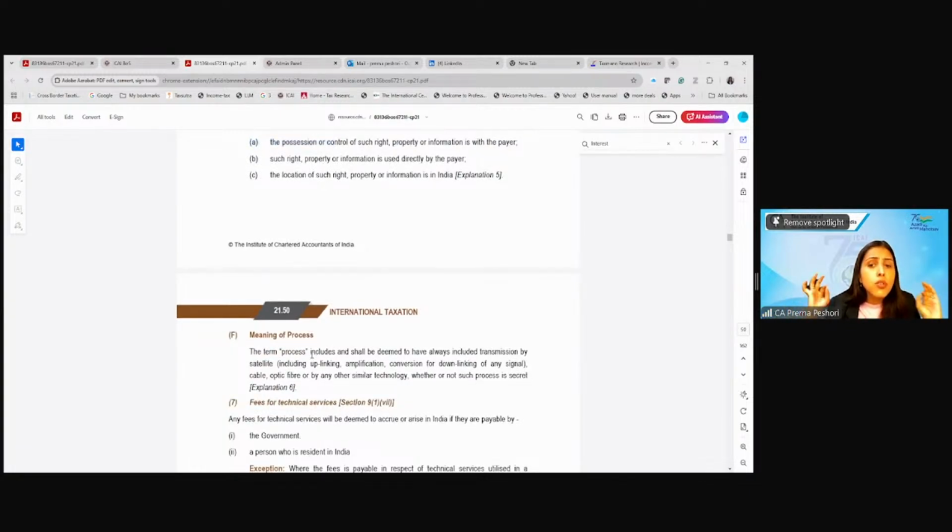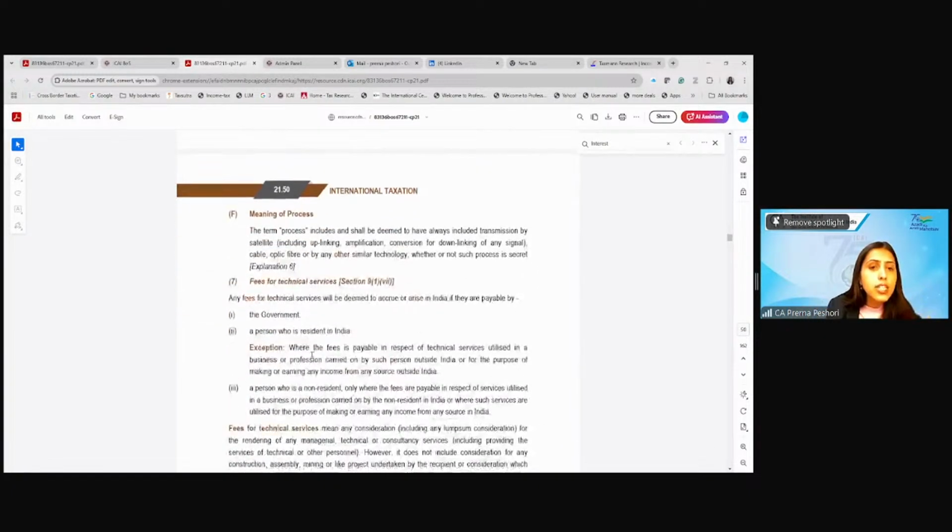Process includes transmission by satellite, uplinking, amplification, conversion, downlinking of any signal, cable, optic fiber or similar technology. So meaning where you are using this kind of transmission of signal, it will be considered as a process. And right to use any process is royalty. Are we clear? So this is about the royalty.